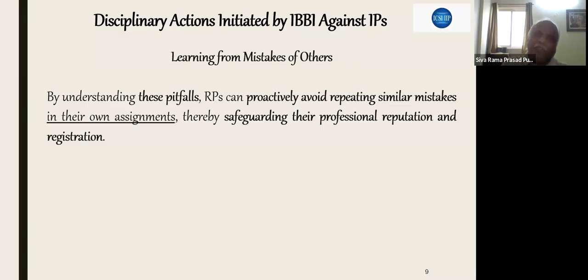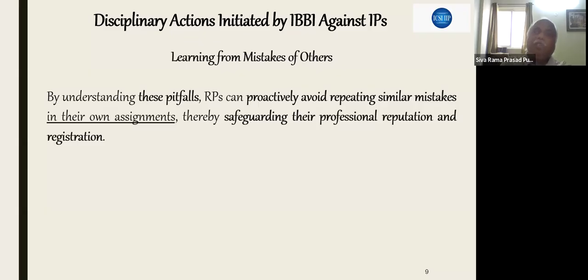By understanding these pitfalls, RP can proactively avoid similar mistakes in their own assignment, thereby safeguarding the professional reputation and the registration. Once I am doing wrong things and my license is cancelled, then it is a reputation risk. Or if for 2 years you are not eligible to do the particular practice, that is also an image risk. And all are public documents. Even all RP names are available in the IBBI to everybody.